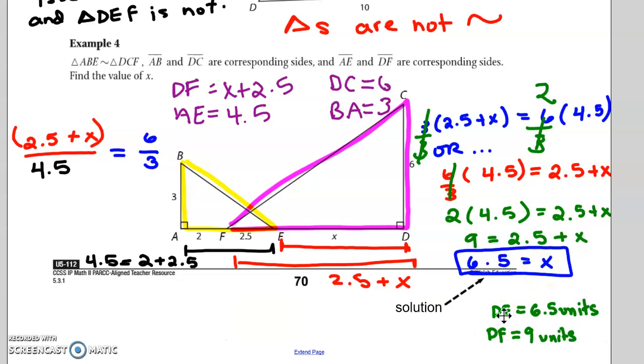I know they don't ask for it, but just to kind of reiterate, x is side length DE, which is 6.5 units. And if I wanted segment DF, it would be 9. It would be the 2.5 plus the 6.5 that I just solved for.